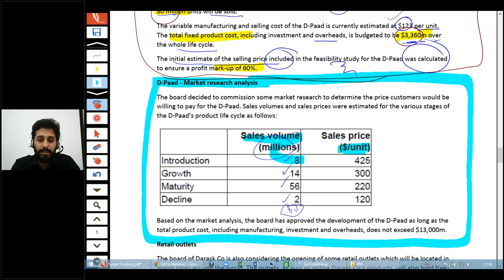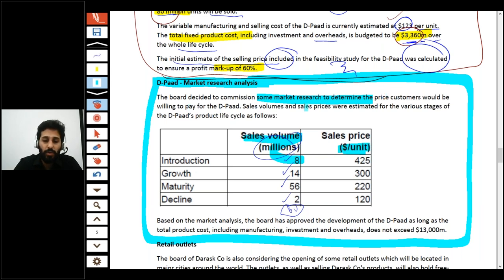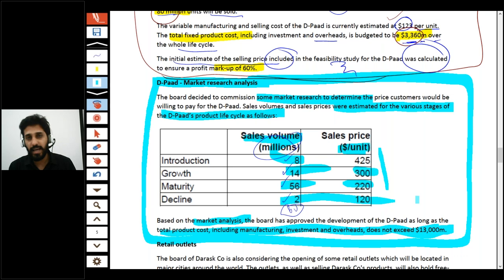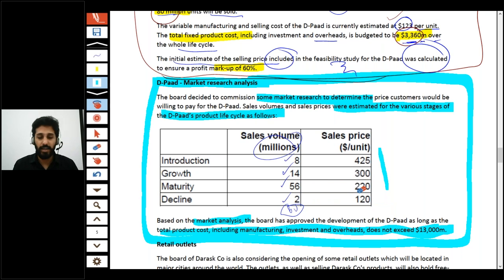So the point to be noted is that the board decided to commission some market research to determine the price customers would be willing to pay. Sales volume and sale price were estimated for various stages of the DPAT lifecycle as follows. Based on market research, the board has approved the development, and the total cost does not exceed 13,000 million. That is the important punchline for me. Now let's move ahead, it is written about the selling price and number of units, and I should make it a very total calculation, right?